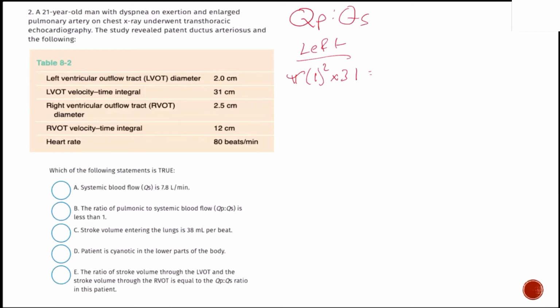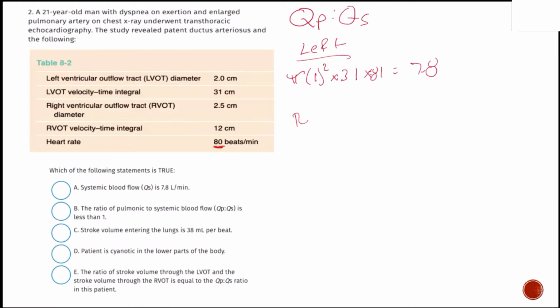Okay, but do I care about something else too? So I guess this time you can't assume the other side is 0. Heart rate, right? Times 81, right? And that equals, I'll give you the number. That's going to be 7.8. All right? Liters per minute.